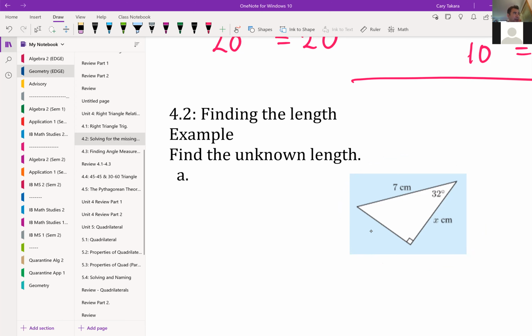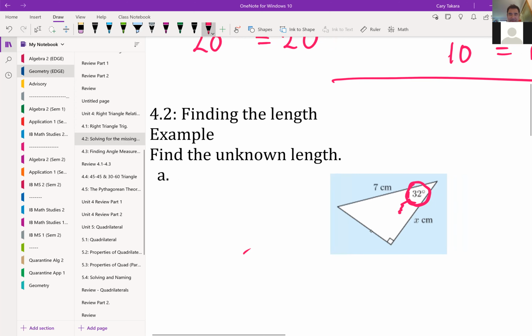Okay. Were you guys able to label that triangle? Opposite, hypotenuse, and adjacent. Let's try that, okay? So if you haven't done it, please work along with me. The focus angle is right here. The theta is now 32 degrees, okay? So we do know the angle measurement, which is 32 degrees. That's theta.